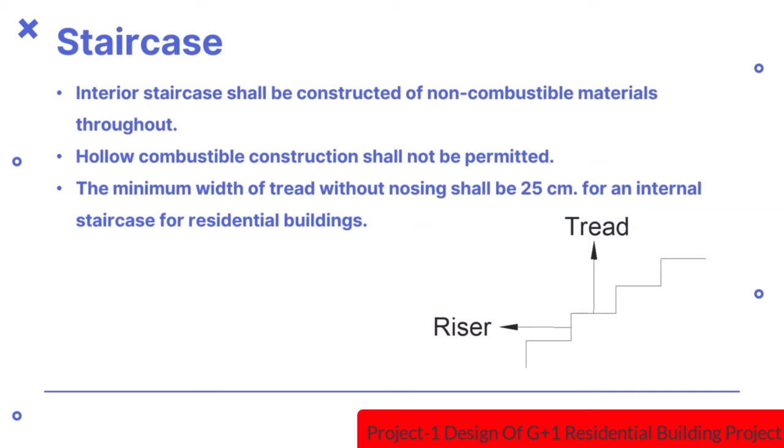Interior staircase shall be constructed of non-combustible materials throughout. Hollow combustible construction shall not be permitted. The minimum width of tread without nosing shall be 25 cm for an internal staircase for residential building.